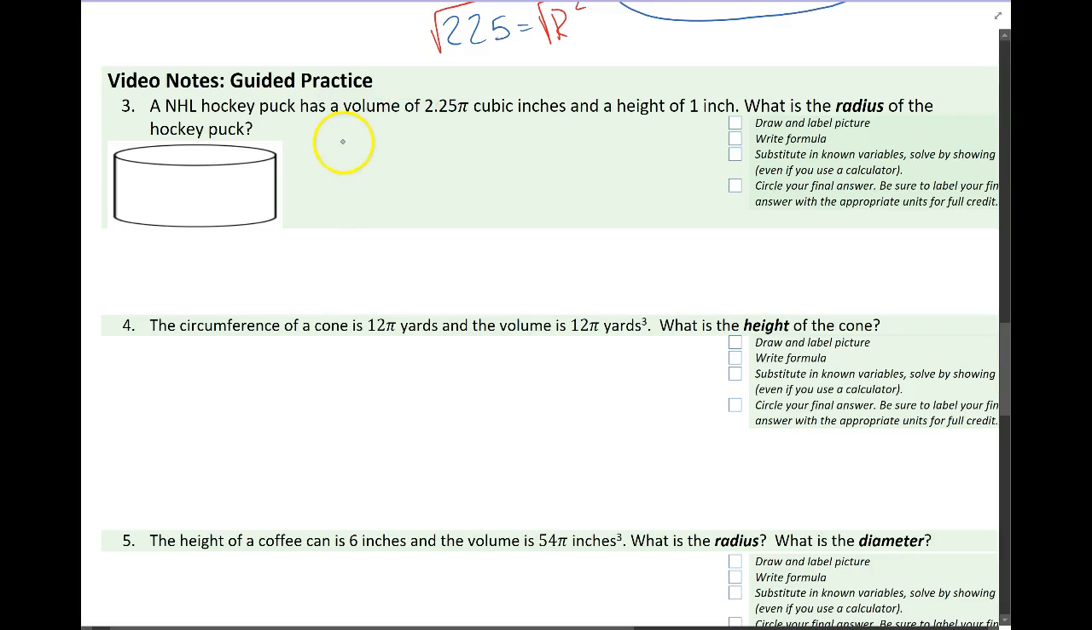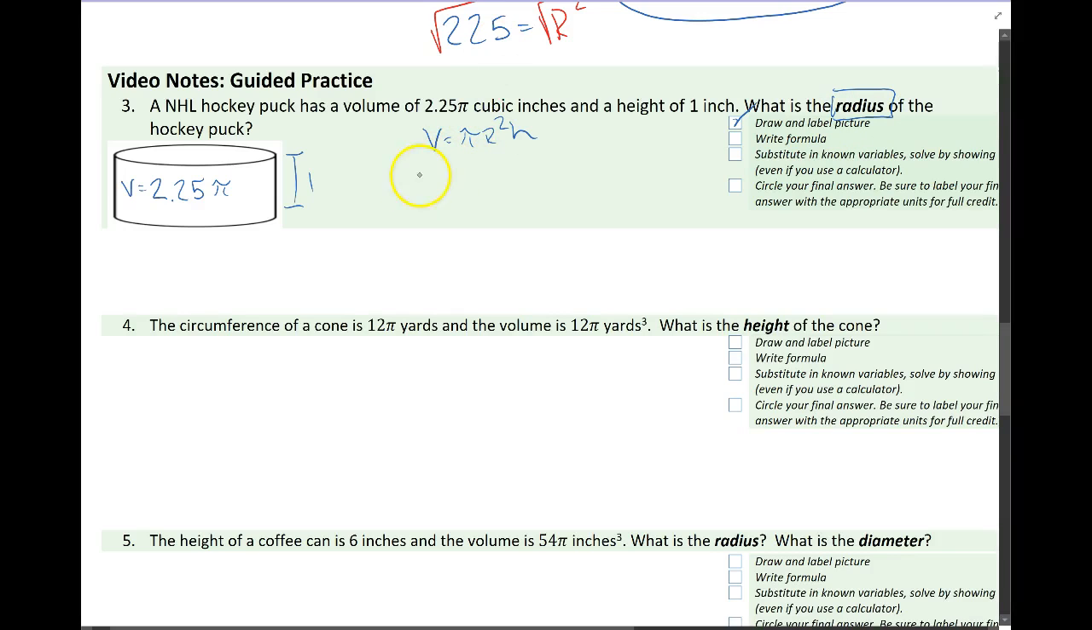Now, an NHL hockey puck has a volume of 2.25 pi cubic inches. So I'm going to label this 2.25 pi, and that's the volume, and a height of 1. So a height of 1. I've drawn and labeled my picture. Now I'm going to say volume equals pi times the radius squared times the height. I actually missed a step here. Hopefully you caught that. I need to solve for the radius. I want to know what I'm solving for, which is the radius.